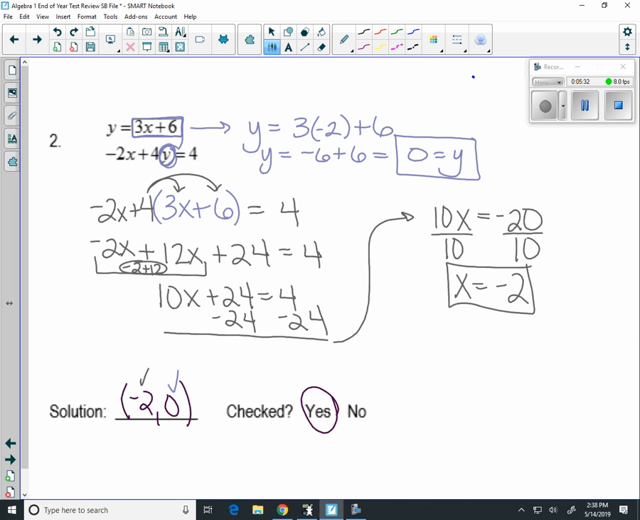So that is solving systems of equations by substitution. If you watch the next video, you will see solving systems of equations by elimination.